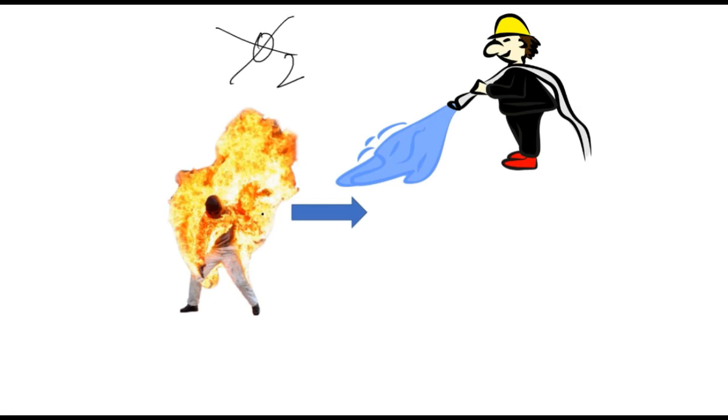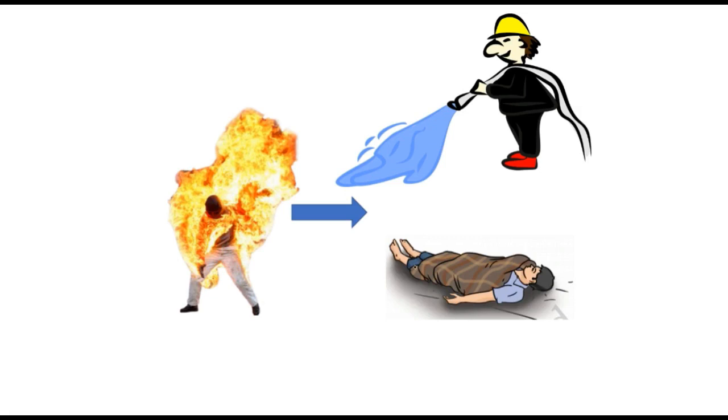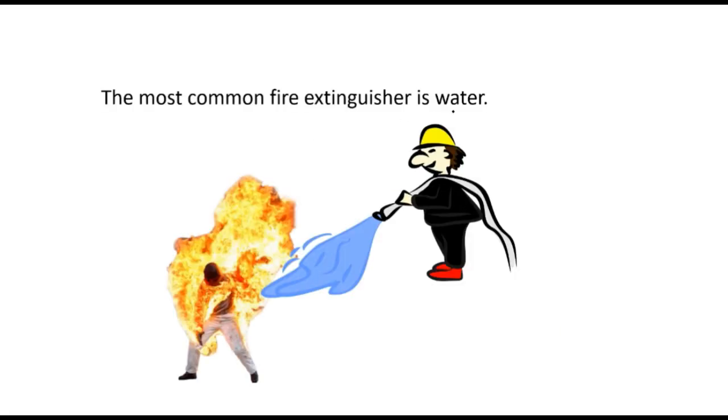So how will you cut down the oxygen? Wrap him with the help of a cloth. That is another method. The most common fire extinguisher is water. But we cannot use water every time. What does water do? Water brings down the temperature, and it doesn't allow the fuel to reach its ignition temperature.